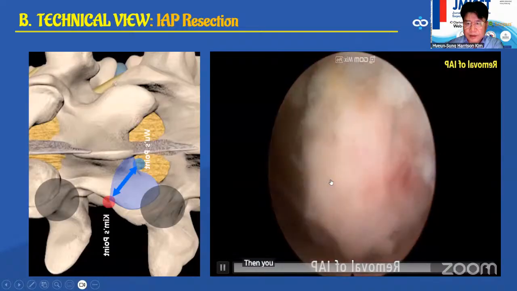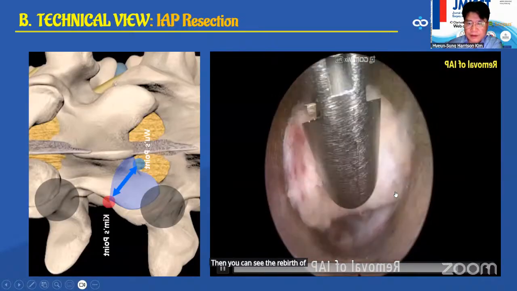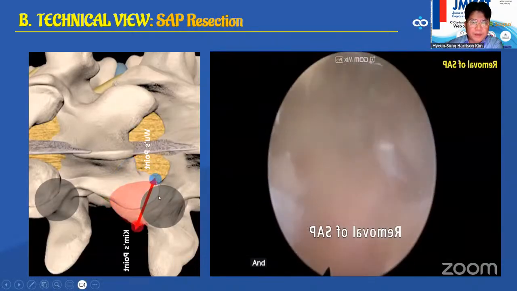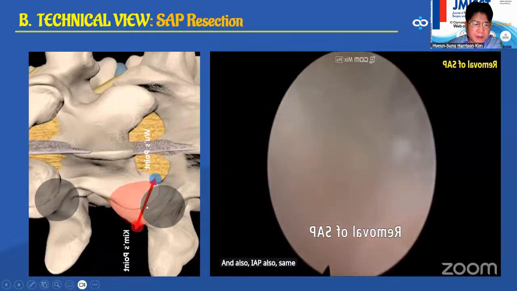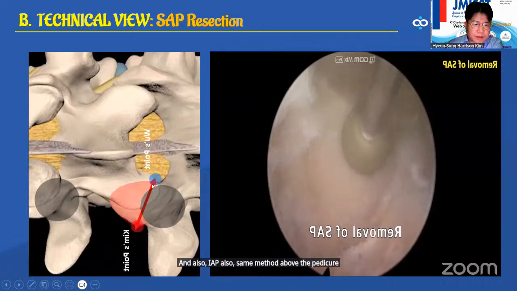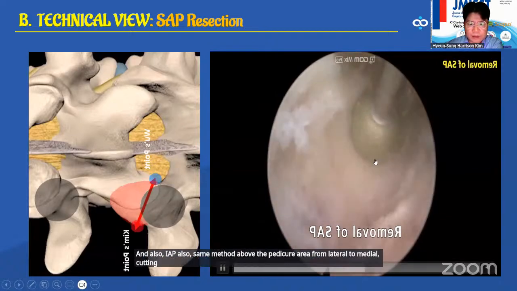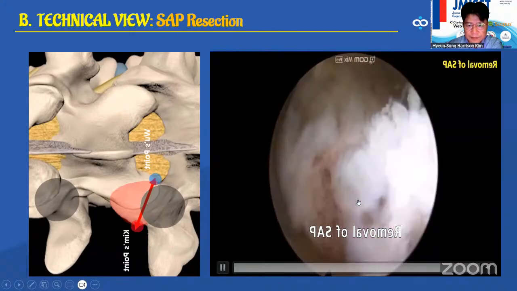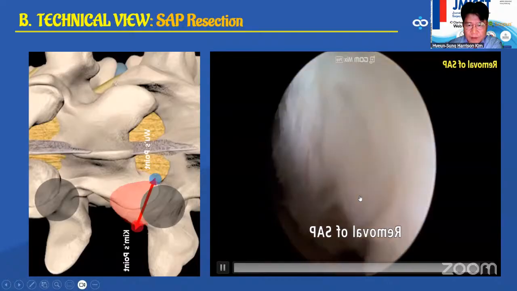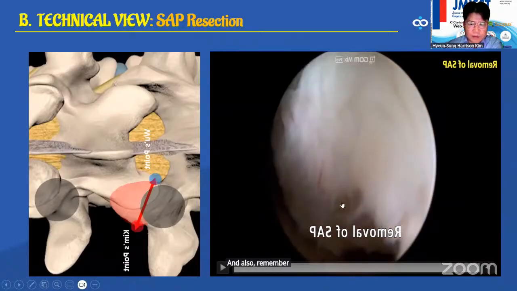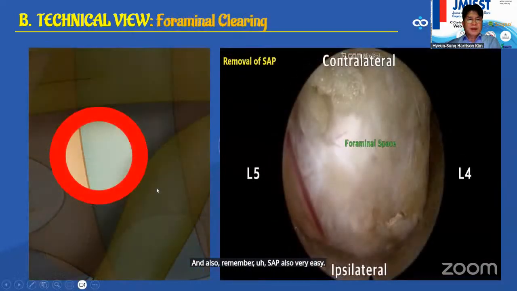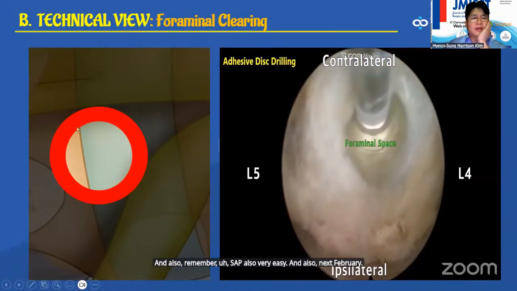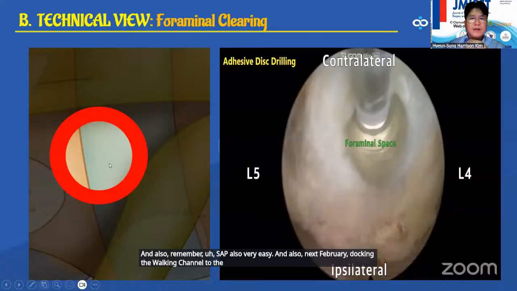Then you can see the river of the SAP very easily. And also the IAP, same method above the pedicle area, cutting from lateral to medial like this way. You can see here. And also removal of the SAP is very easy. Next step, we dock the working channel to the transforaminal area.